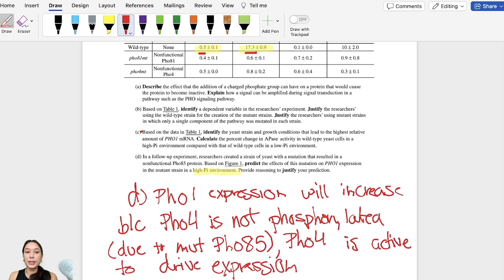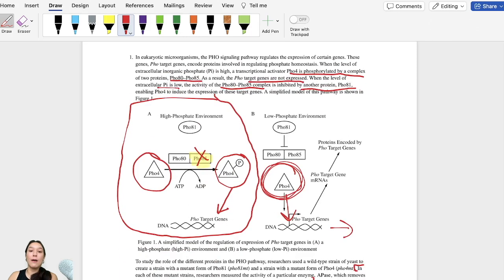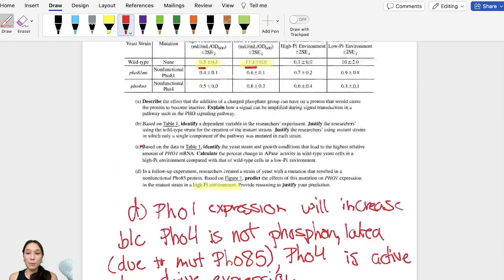Okay, so this is how you answer this one. In terms of what they accepted, you had to say that the Fo1 target genes are going to be expressed, and that is because there is a non-functional Fo85 that's not going to phosphorylate, okay? Again, as we saw, phosphorylation inhibits. When it's not phosphorylated, it is going to drive expression. With a faulty Fo85, you're not going to get any phosphorylation. You're always going to have it in its unphosphorylated form. So then you're going to drive expression. Okay, so that one was a big one.